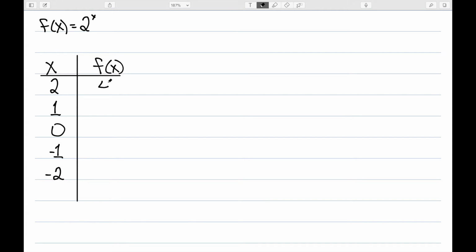2 squared is 4. 2 to the first power is 2. 2 to the 0 power is 1. 2 to the negative 1 power, negative exponents move it to the bottom of the fraction, so I have 1/2, and then 2 to the negative 2 is 1/4.